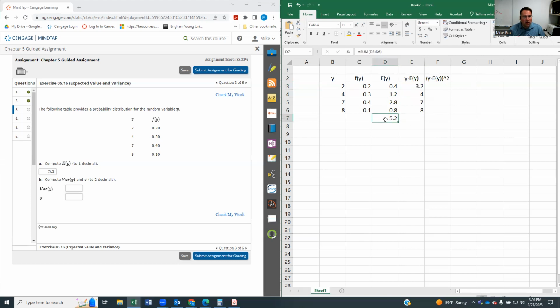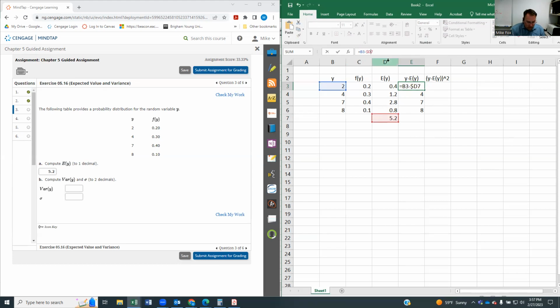Oh, but you know what? I have to be careful. I screwed up right here. When I did y minus the expected value of y, and then dragged this down, check it out. Now it did this number of y minus this, which is 0, right? So I have to be careful whenever I'm filling down like that. I need to lock it in on this cell, and to lock it in I'm going to put a $ in front of that D and after that D.